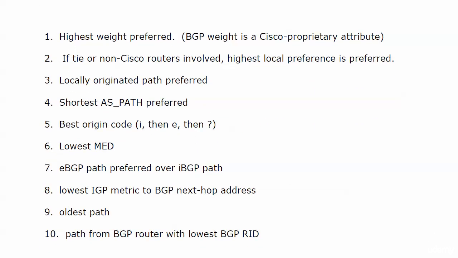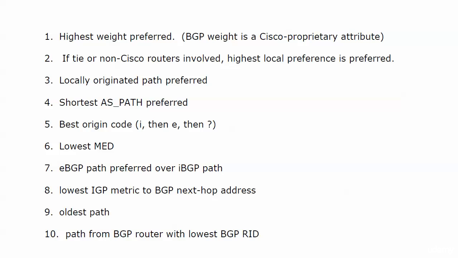First off, the highest weight is always preferred. BGP weight, by the way, is a Cisco proprietary attribute. So the highest weight is going to be preferred. Then, if that's a tie, or there are non-Cisco routers involved, the highest local preference, that LOCPERF, that's preferred. If that's a tie, then the locally originated path is preferred. If that's a tie, then the shortest AS path is preferred. I'm not going to keep saying that's a tie, but I will say next up in the tie-breaking process is the best origin code. And by best, we mean I, then E, then question mark. The next one is the lowest MED, the multi-exit discriminator. And I know we haven't gotten to that yet, but we will.